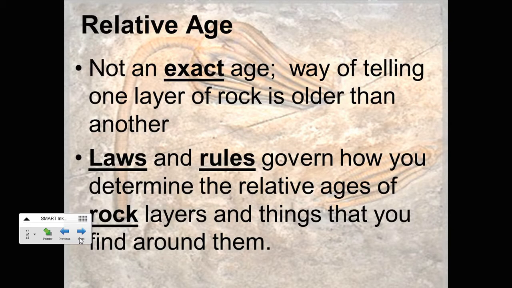Relative age is not an exact age. It's a way of telling one layer of rock is older than another, or it could be younger. Like going back to the grandmother thing. Looking at you two, I can figure out your grandmother's definitely older, but I don't know a specific age for either of you. Laws and rules govern how you determine the relative ages of rock layers and things that you find around them. And we're going to talk about all those laws and rules, and you will have to know them.